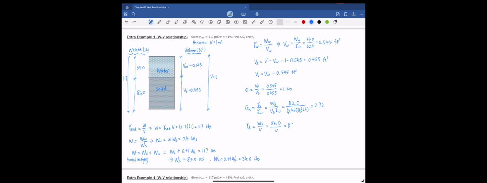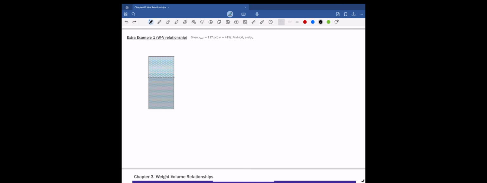For completeness, I'm going to include the solutions using Vs equals 1, and you will arrive at the same final answers for void ratio, Gs, and dry unit weight. However, it's much more complicated, and it's not recommended for this particular example. So the assumption here is volume of the solid, Vs, is 1 cubic foot.